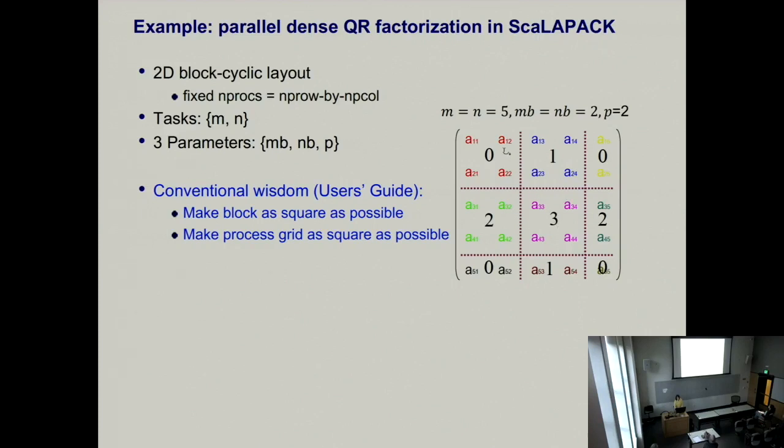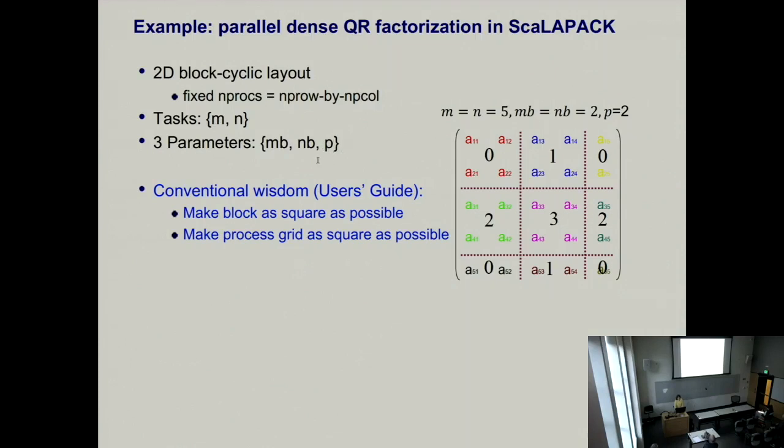And then the matrix is partitioned into blocks. The total dimension is 5, and the row block and column block size is 2. The number of process rows is 2, so altogether 2 by 2 is 4 processes. There are 3 parameters here that I want to tune: MB, NB, and NPROW.